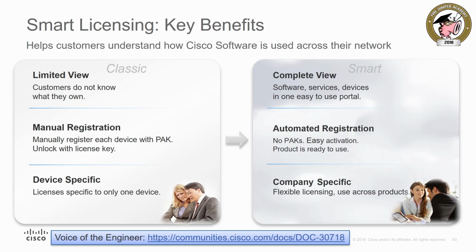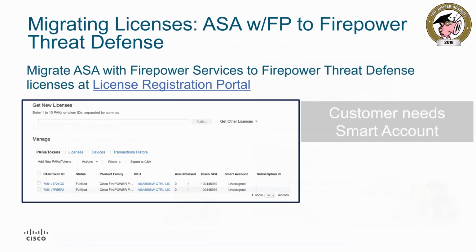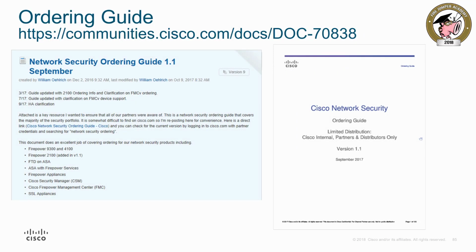So I hope that was useful in terms of migrating licenses from ASA with Firepower to Firepower Threat Defense. You can migrate ASA with Firepower Services to the FTD licenses at the license registration portal, as you can see there. But the customer needs to have the smart account available there. What's really essential is the ordering guide available there, which provides details on the SKU, relevant explanation, and just general overview and guidance around ordering the appliances and licenses. Thank you.